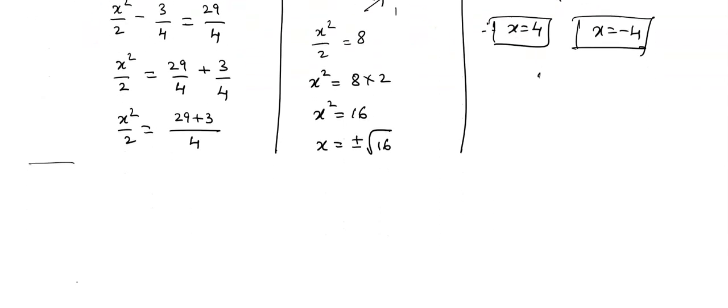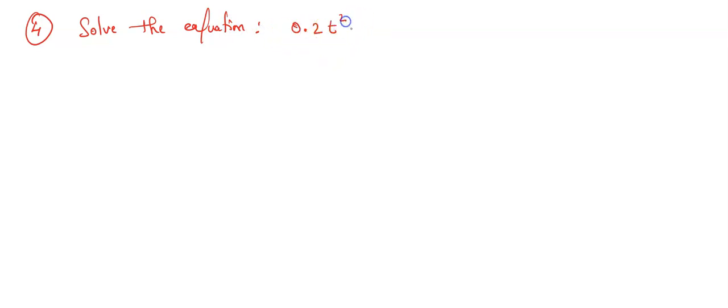Let me solve the next problem. This is question number 4. Take down. The question can be given to you like this. Solve the equation 0.2 t square minus 0.04 t is equal to 0.03.